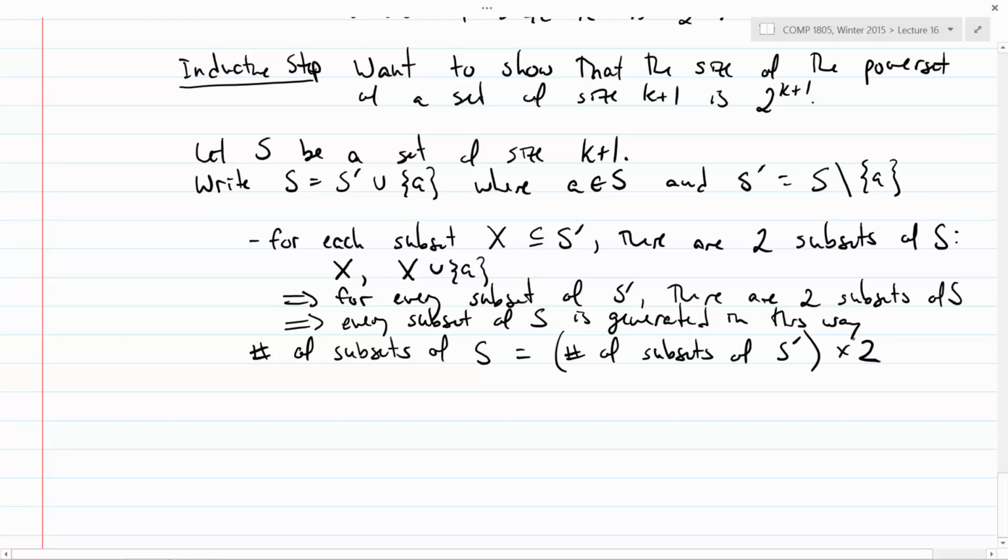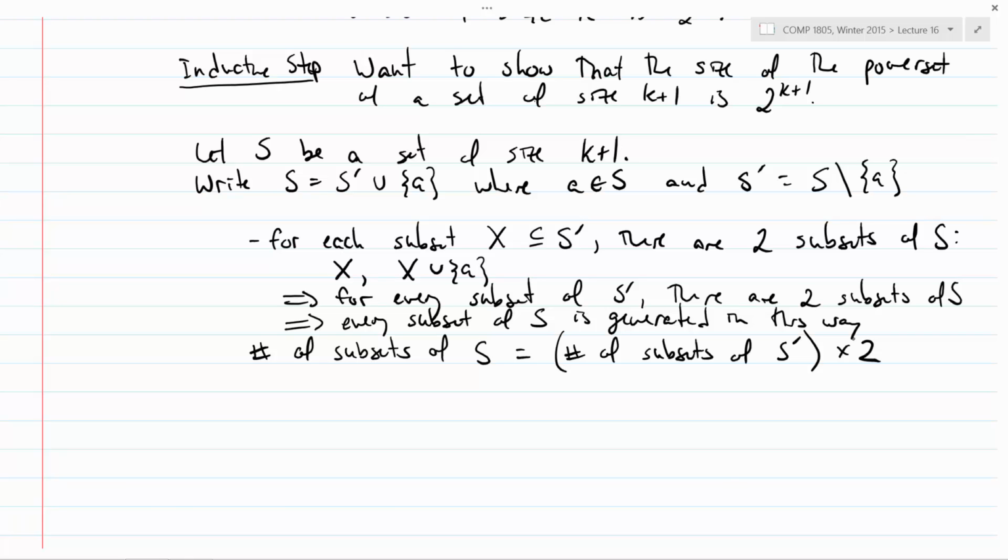Right? But that's for every single S. So if you gave me a subset of S prime, I would give you two subsets of S. And over time, if you gave me every single subset of S prime, I could give you every single subset of S in this way. Right, yeah. Nothing would be missing. It'd be exactly the same.